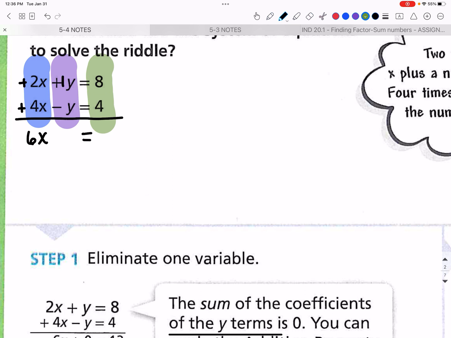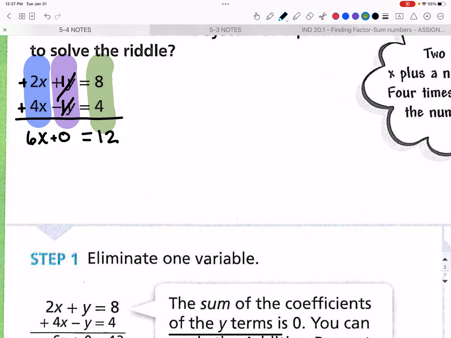When you've got plus 1y and minus 1y, that's like saying you've got 1 apple and you take away 1 apple. How many apples do you have? Well, you have 0 apples, right? They're gone. 1 apple minus 1 apple is 0. So if you've got 1 minus 1, it's 0. So the y's zero out, or we like to say in lazy terms, they go away, okay? And then when we simplify the green column, the 8 plus 4, it's 12.